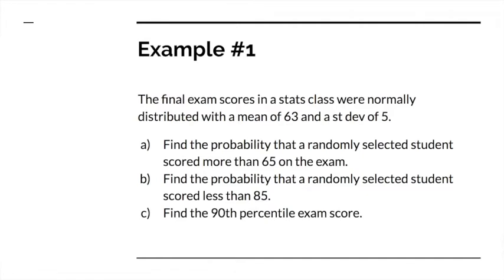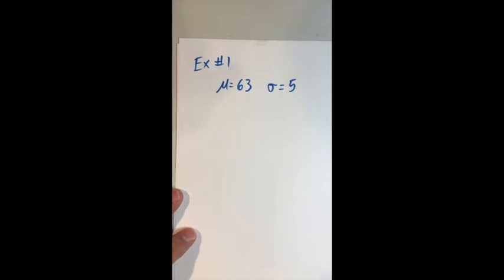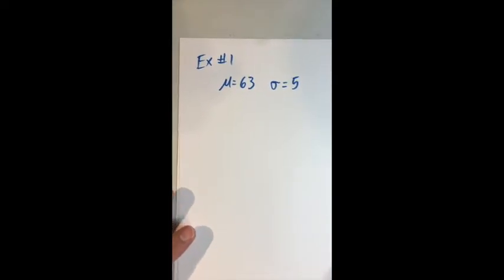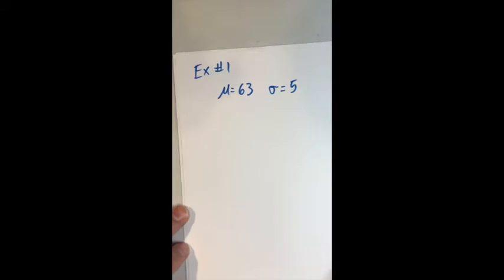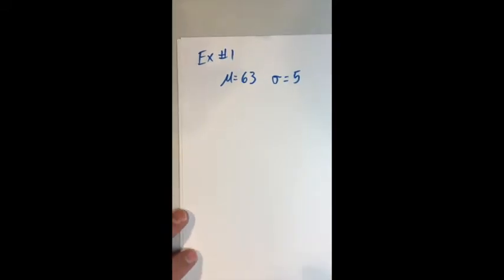Here are the 3 questions that we're going to answer. We're going to move over to the document camera to answer these questions, 2 about probability and 1 about a percentile. So example number 1, we have some final exam scores with a mean of 63 and a standard deviation of 5. Not very good exam scores, but good material for this question.